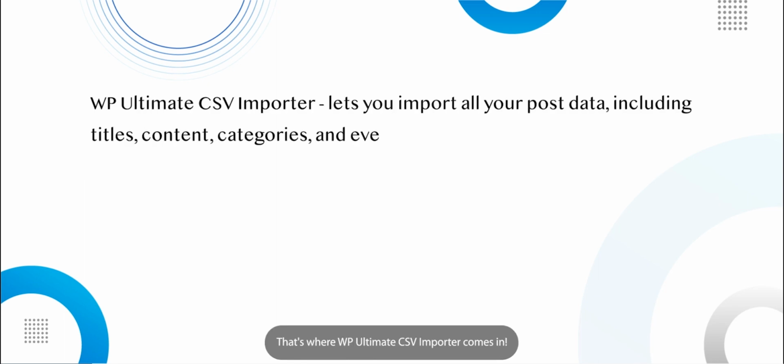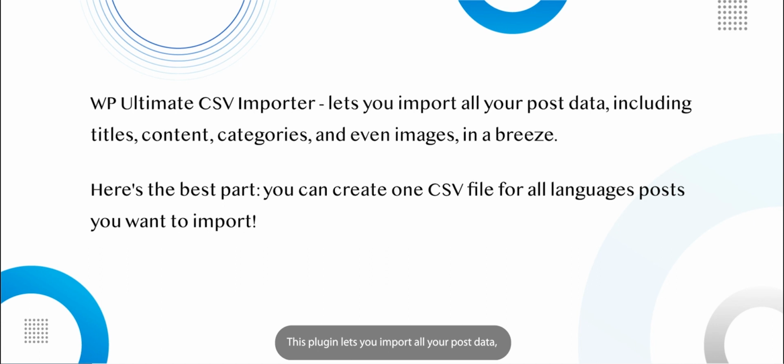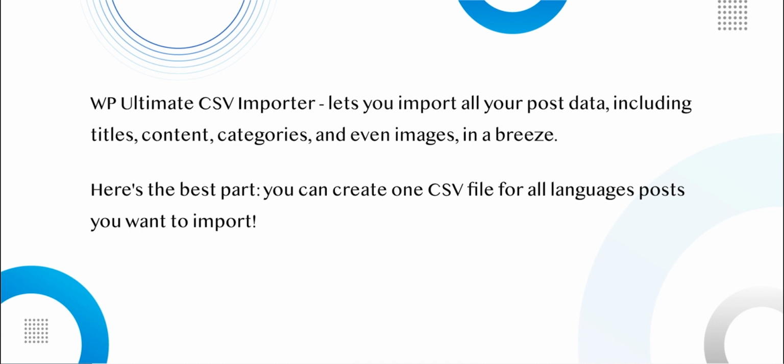That's where WP Ultimate CSV Importer comes in. This plugin lets you import all your post data, including titles, content, categories, and even images, in a breeze. But here's the best part: you can create one CSV file for all languages posts you want to import.